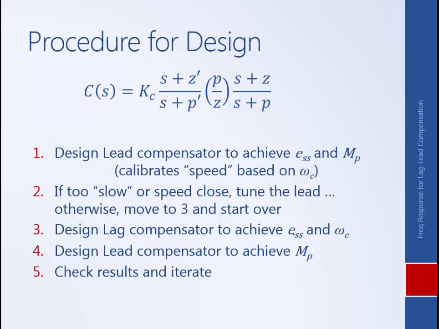This sort of compensator is more complicated. It has more design parameters that we can tune. And so in this case, the iteration process can be more involved. We may even wish to iterate at step 3 in order to achieve omega c, and then iterate again in step 4. But that's the basic approach that we will take.